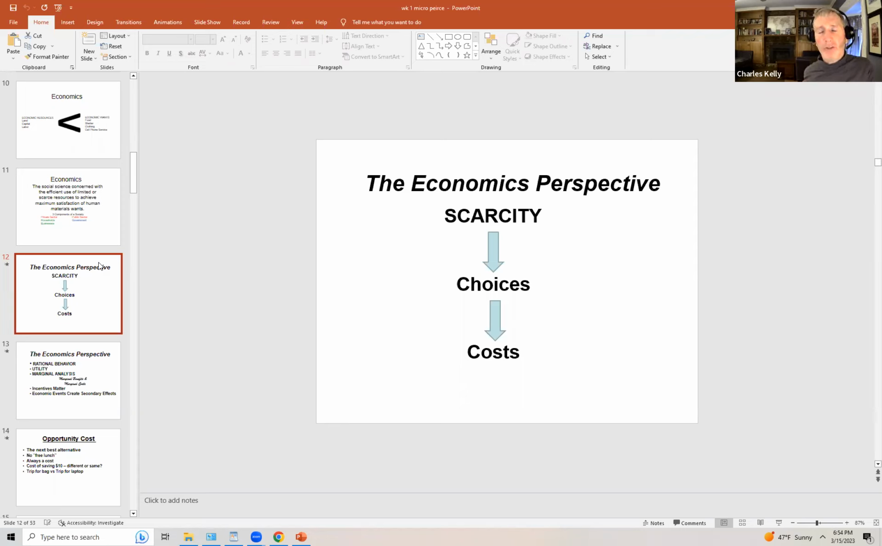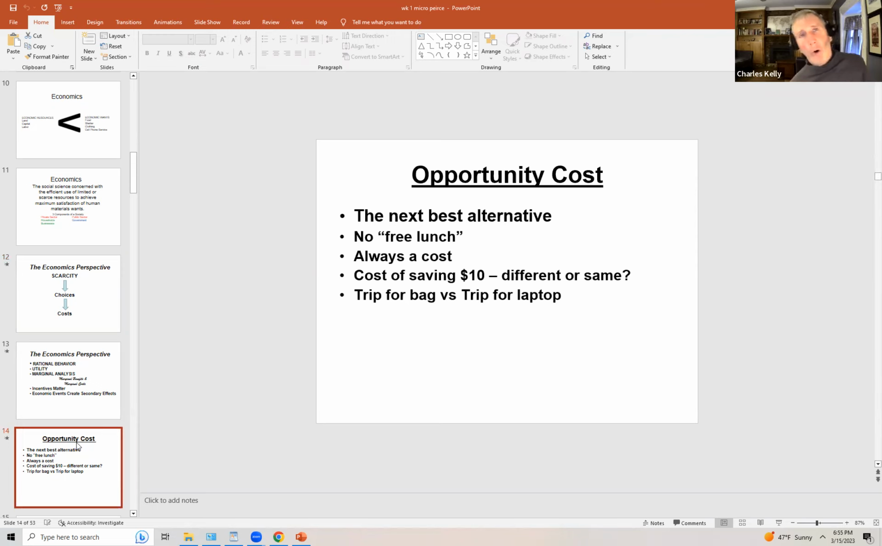So that's a key idea for economists. Every decision you make, there's always a cost involved, right? There's the idea that there's no such thing as a free lunch. And we talk about this idea and we call it opportunity cost. So opportunity cost is defined as the next best alternative, right?